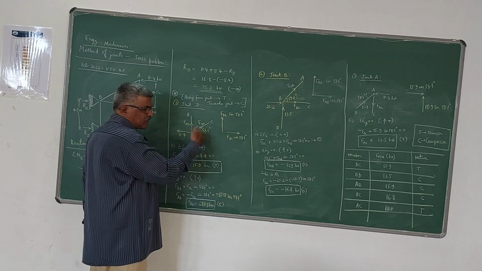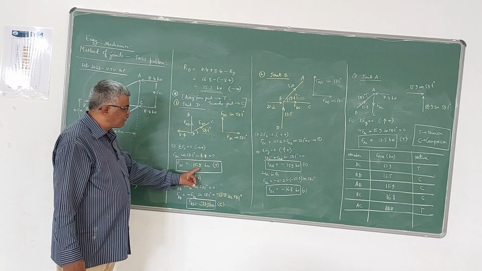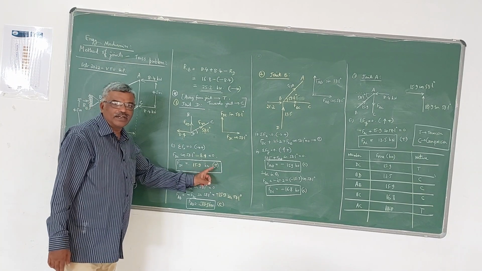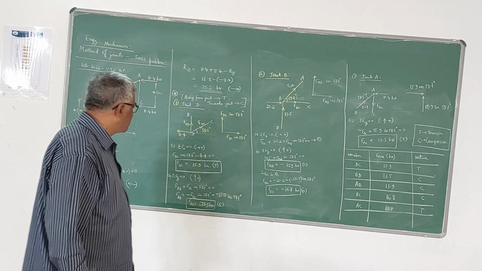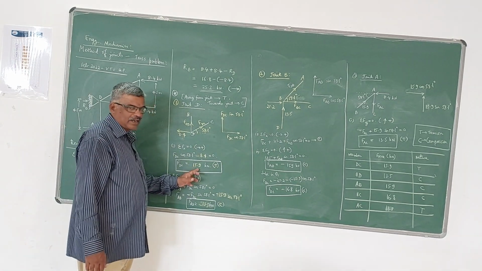So only two forces are there in the x direction. If you solve this, you will get FDC as positive 15.9 kilonewton. Since it is positive, it is a tension force. So the force in the member DC is tension and its magnitude is 15.9.